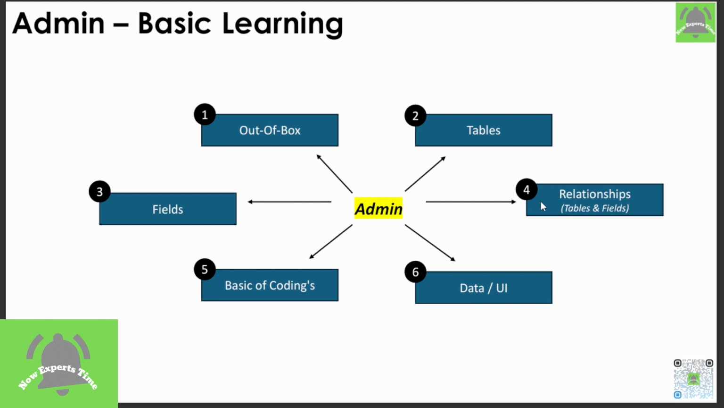Next, basic coding. In the coding aspect, no need to write more code. Very simple code is supported for your admin, like 1 line, 2 lines, 3 lines, less than 5 lines of code. If you're writing that, then it is sufficient for an administrator aspect. After that, you can plan for a developer transformation, but initially less than 5 lines of code is sufficient to manage that admin role.